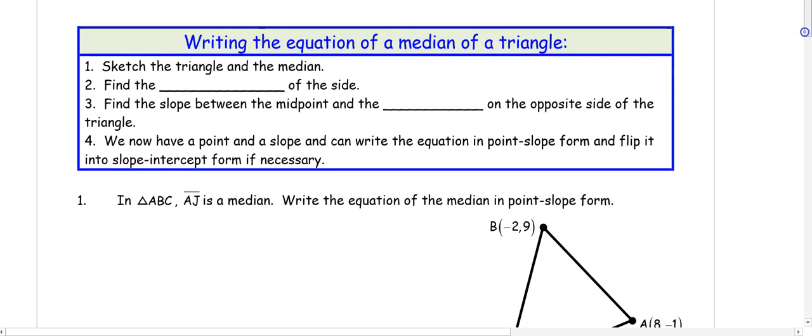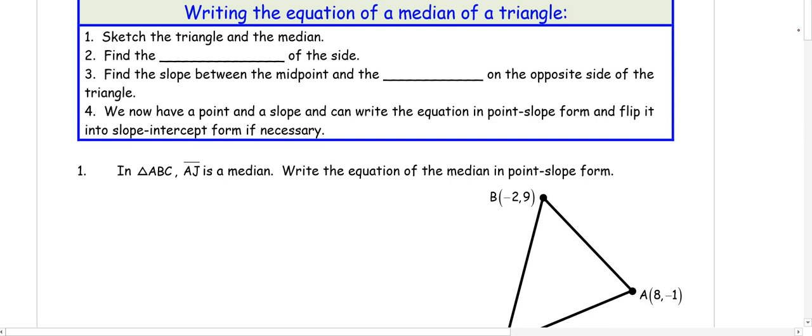So to write the equation of a median, the first thing you want to do is sketch a triangle if one's not there for you and draw on the median, just so you can visualize what you're trying to do. Second, you want to find the midpoint of the side that it's passing through, because remember, medians always need the midpoint. And then you want to find the slope between the midpoint and the vertex from the opposite side of the triangle, which is the vertex that it'll ask you for. Then we need to write it in point slope form and flip to slope intercept form if necessary.